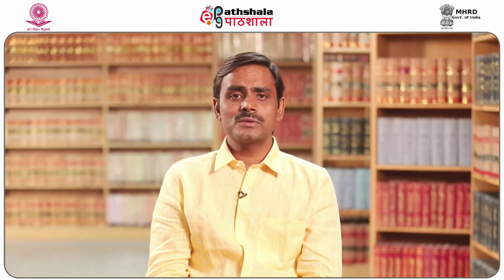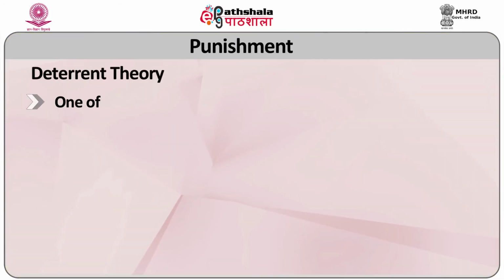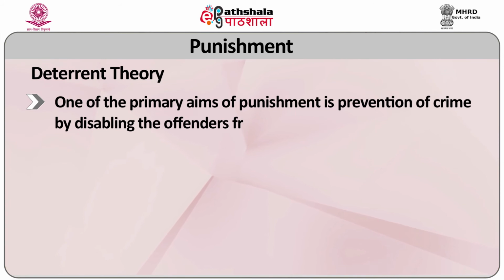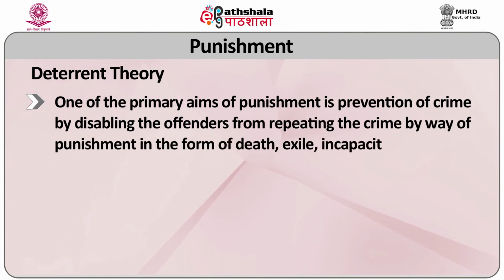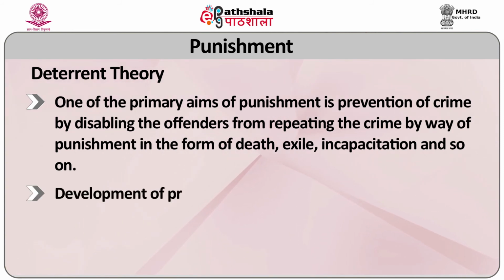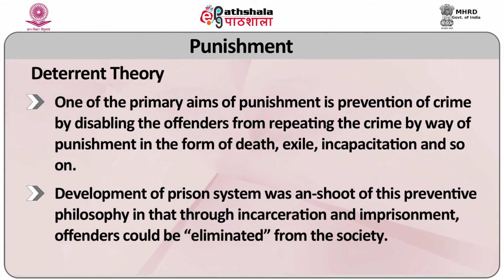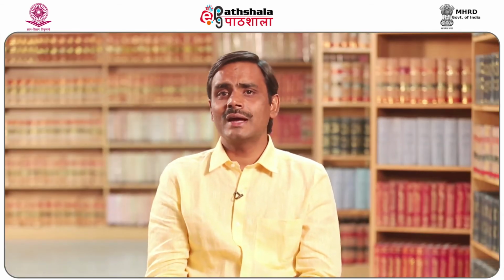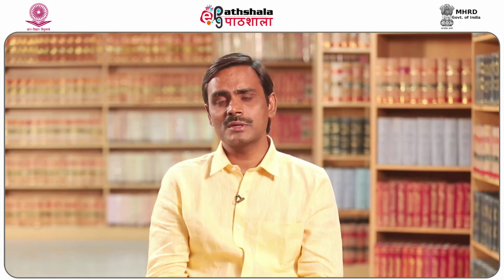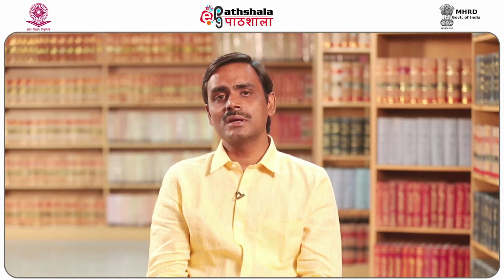Now, we will try to see what preventive theory is all about. One of the primary aims of punishment is prevention of crime by disabling the offender from repeating the crime by way of punishment in the form of death, exile, incapacitation, and so on. Development of the prison system was an offshoot of this preventive philosophy, in that through incarceration and imprisonment, offenders could be eliminated from society. They could thus be prevented and disabled from committing crimes repeatedly. Imprisonment therefore serves both preventive as well as deterrent function.